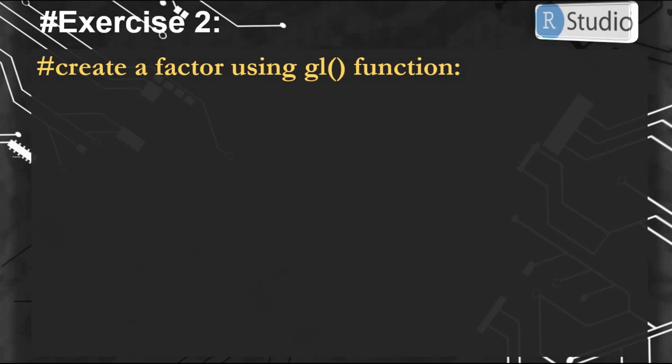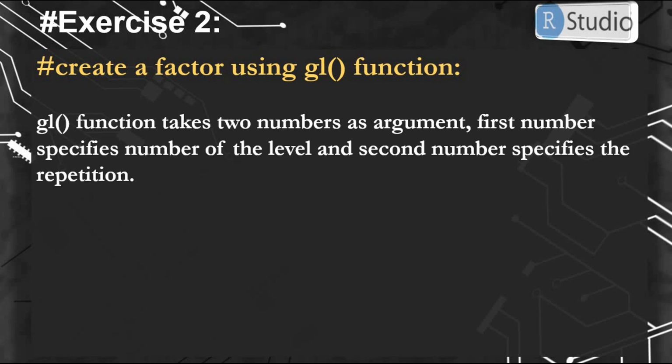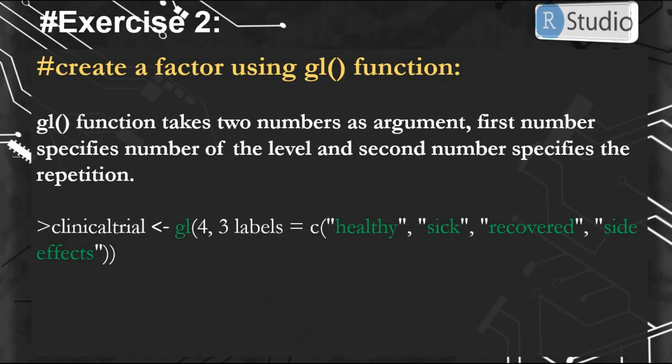So in exercise 2, you'll learn how to use the gl function to create factors. The gl function takes 2 numbers as arguments. The first number specifies the number of levels and the second number specifies the repetition of that level. So here we'll create a factor and assign it to clinical trial. The first number here is the number of our levels and the second number here is the repetition of that level. So here we have 4 different levels and each level will be repeated 3 times. And we will print it and print its structure.